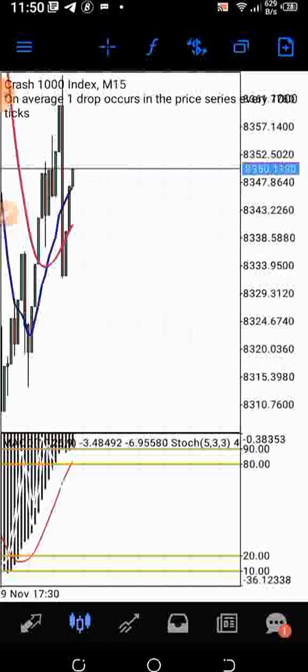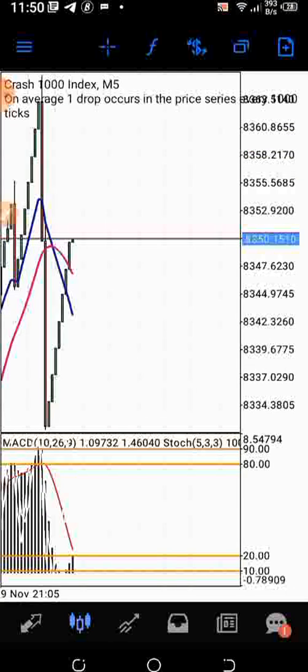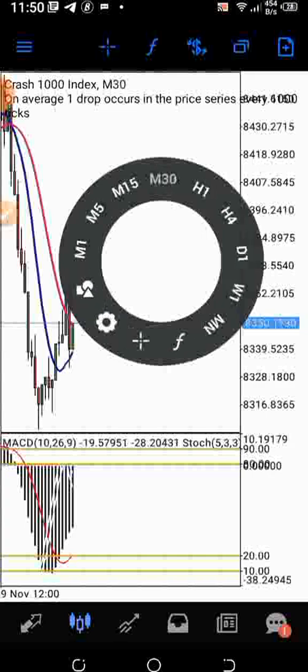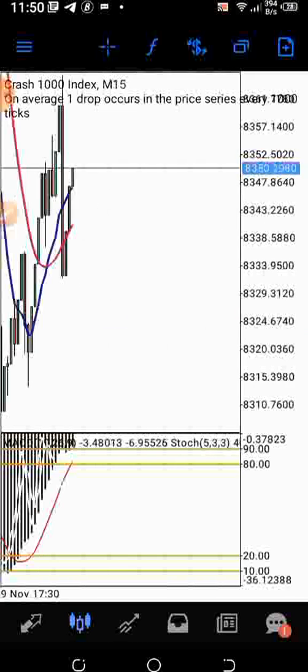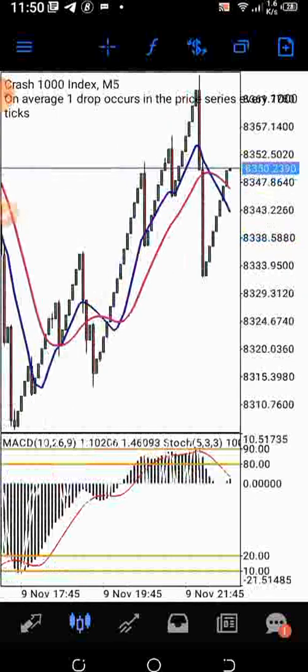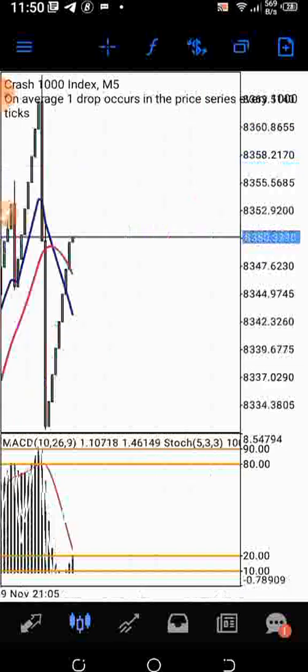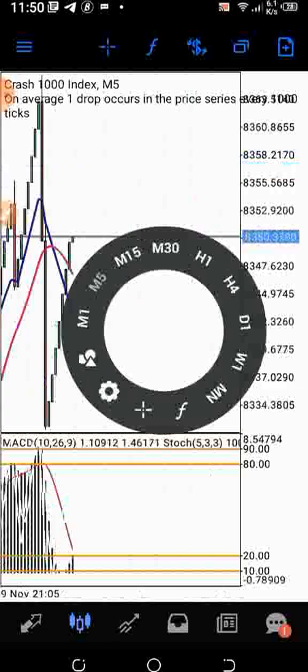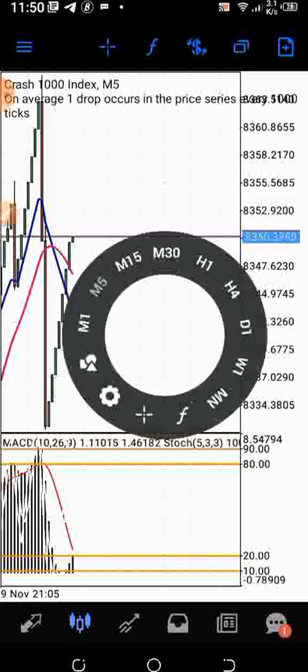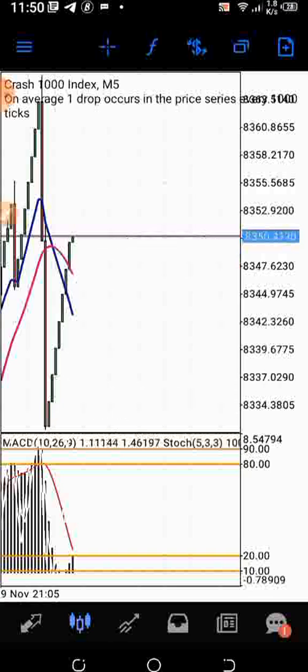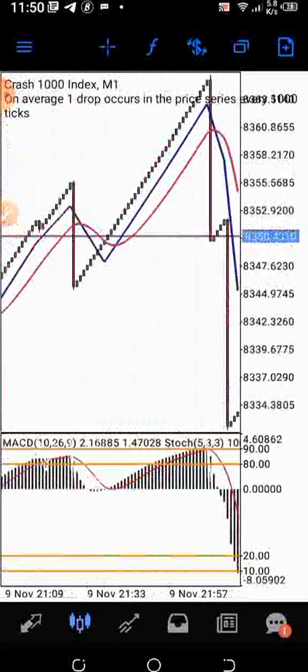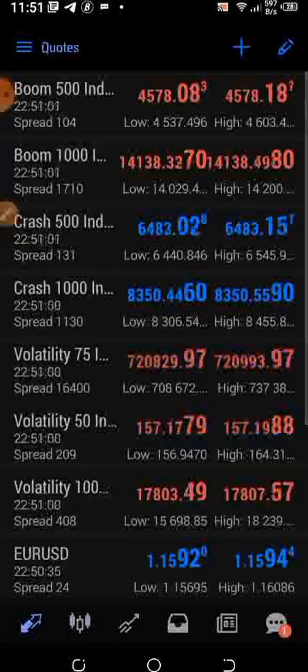All right, for you to be more accurate, you can make sure that on 15 minutes time frame and on 5 minutes time frame, the blue line remains above the pink line, on 5 minutes, 15 minutes and 1 minute. Once you see those crossing above, when you are on Crash, then enter a buy and enjoy your scalping. All right, so this is how simple this strategy works.